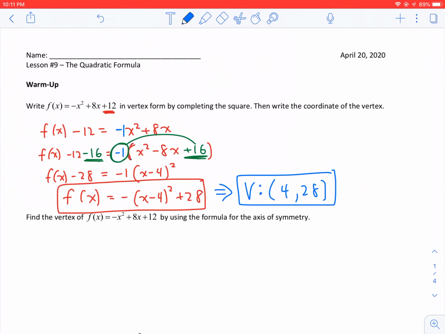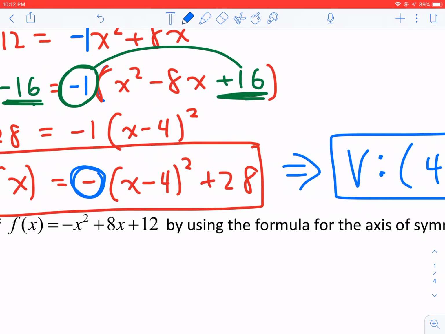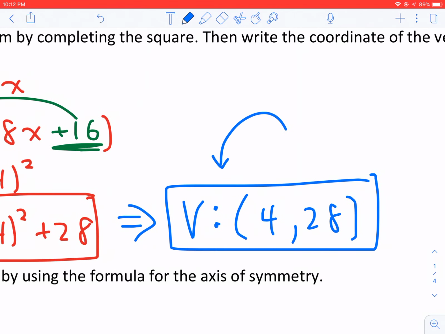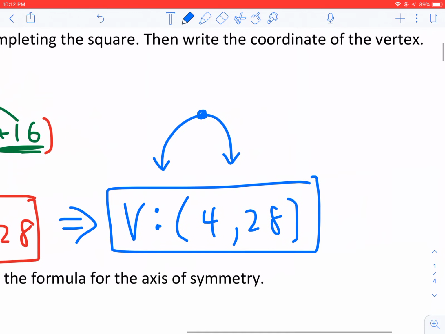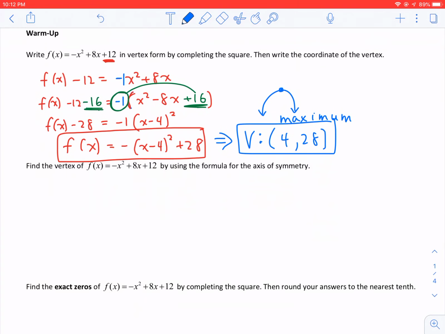I'm also going to ask you right now, is that vertex a maximum or a minimum point? Think about what this negative means for a parabola. Is this a smiley face or a frowny face parabola? That negative will make it upside down, so we know that vertex has to be a maximum. Not part of the question, but good to know that that will be a maximum value. So that is one way to get the vertex by completing the square.